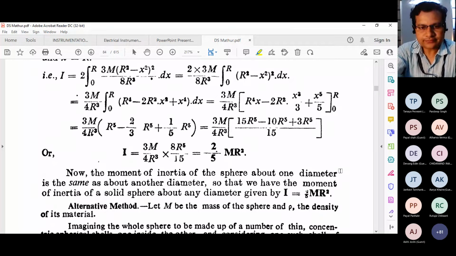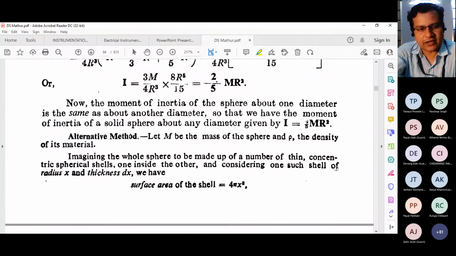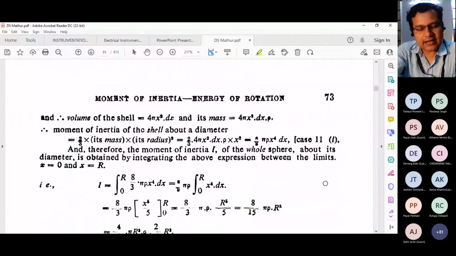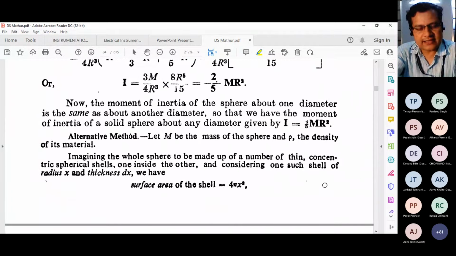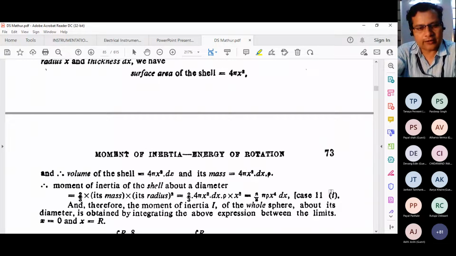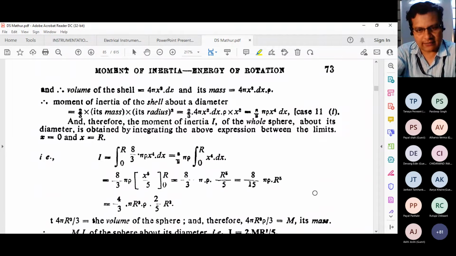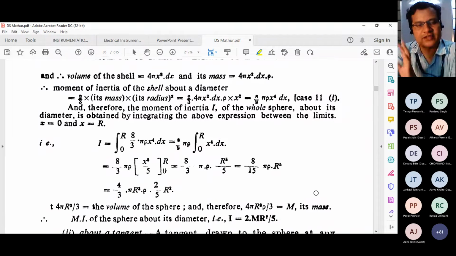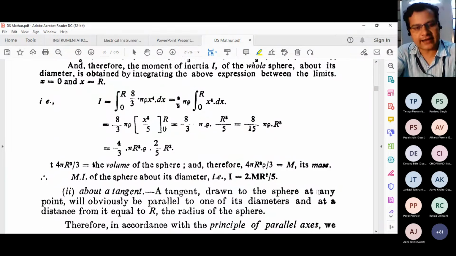2/5 mr square. There are other alternative methods, but I'm not going into those details. Only one method is sufficient to do those calculations. There is another method by considering the moment of inertia of a shell of certain thickness, then considering the whole body as made up of small particles, the density concept and so on. But you can do that. I can send you all those lecture PPTs and their content from where I'm taking all the material. I will send it to you. Don't worry about that. Whichever way you find, you can solve and get the answer.